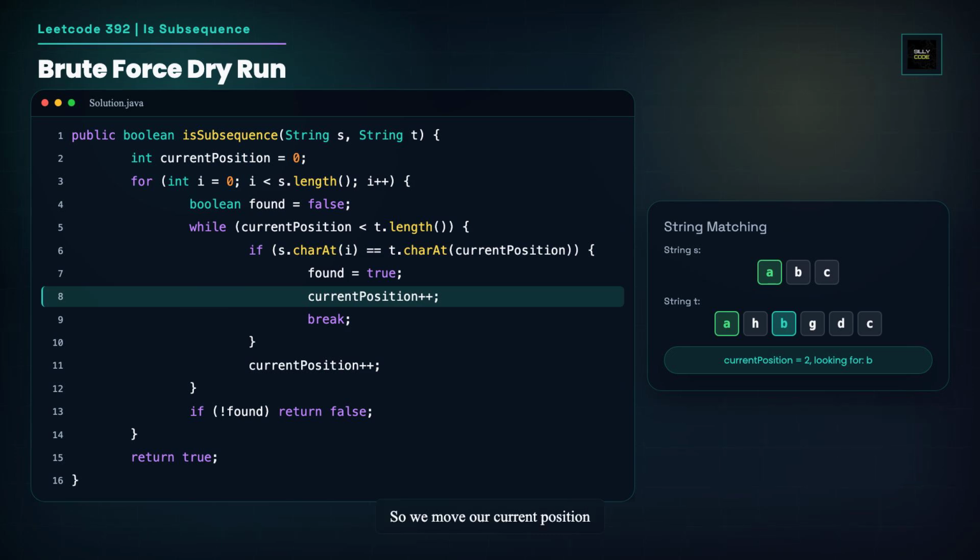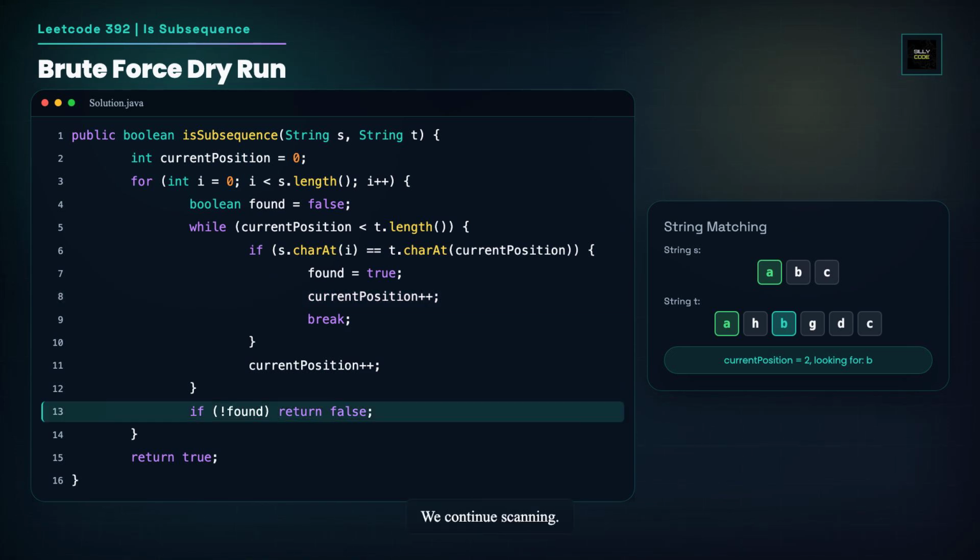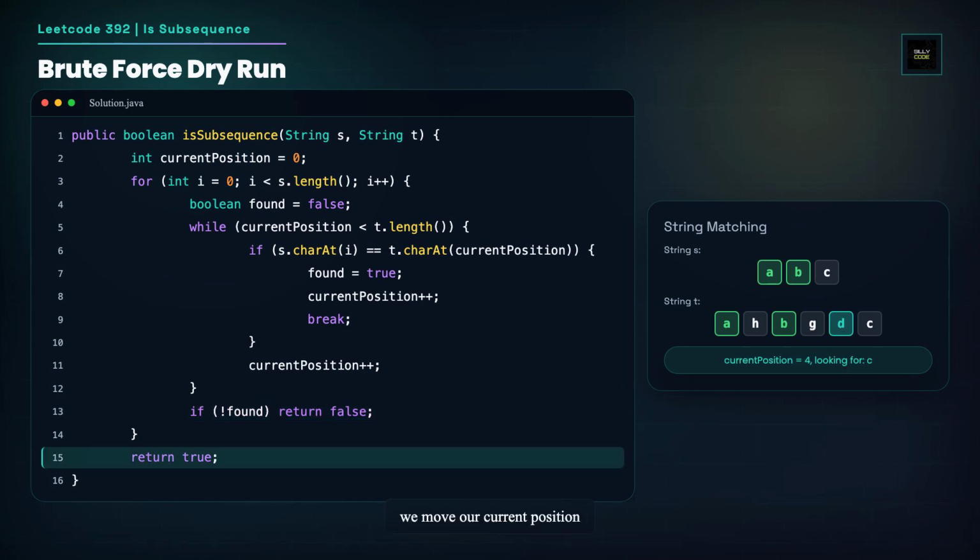Now we're looking for B, we continue scanning. The next character is H, not a match. So we keep moving. Now we reach B, perfect. We've found our second match. Again, we move our current position one step ahead. Now we're looking for C. We continue scanning. We see G, not a match. Then D, still not. Finally, we reach C. That's our final match. We've successfully matched every character in string s. So we return true.